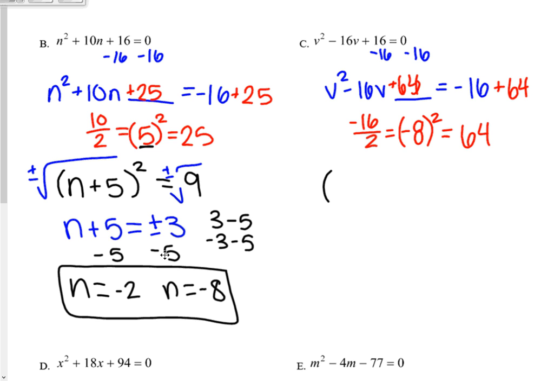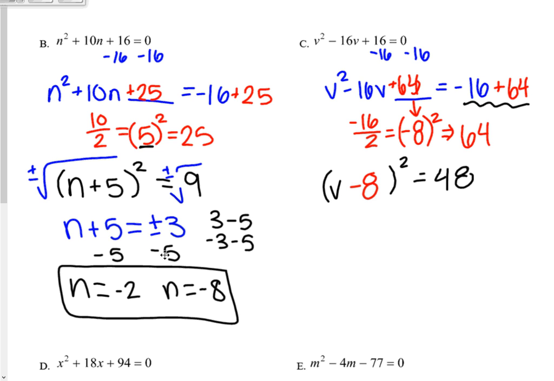We always have our parentheses squared. When I have that parentheses squared, I take my variable, which in this case is v, and then we're always going to fill it in with this middle term once we divide it by 2. So we did negative 16 divided by 2 to get negative 8. That's what goes inside of my parentheses. That equals negative 16 plus 64. So negative 16 plus 64 is going to give us 48.